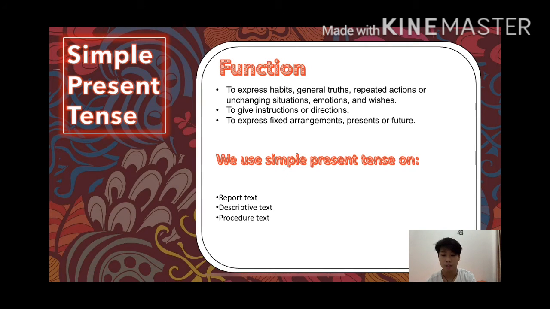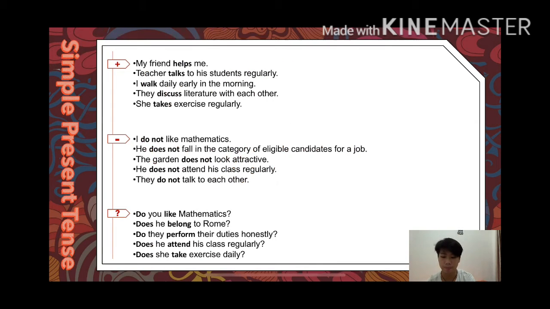And then the simple present tense function. The function is to express habits, general truths, repeated action or unchanged situations, emotion and wishes, to give instruction or direction, to express fixed arrangement, present or future. We use simple present tense in report text, descriptive text, procedure text. And from the examples, I think I will just give one example.